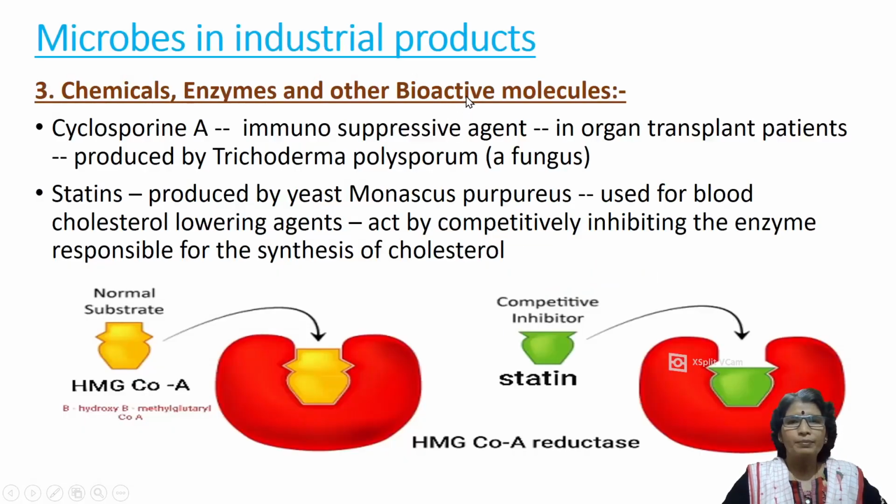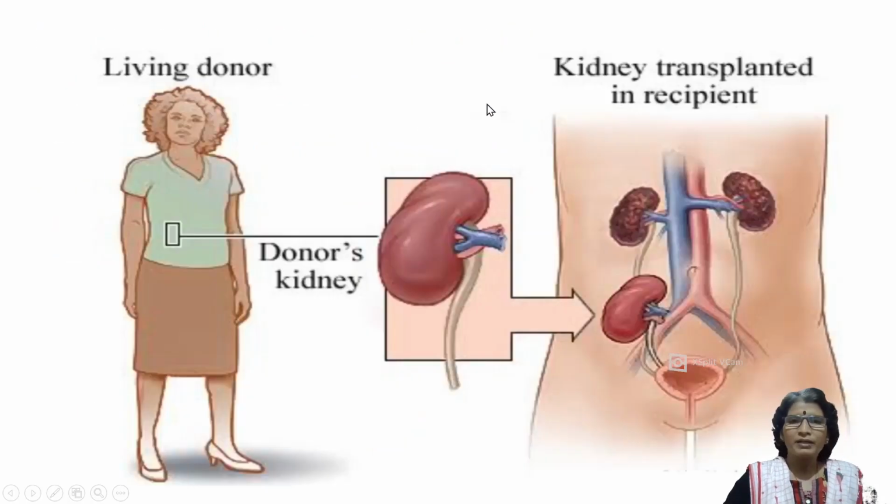Here, I will discuss two types of bioactive molecules. One is cyclosporin A and the other is statins. This cyclosporin A is an immunosuppressive agent. At what time does this medicine have to be given to the patient? Here I will explain this by taking one example.